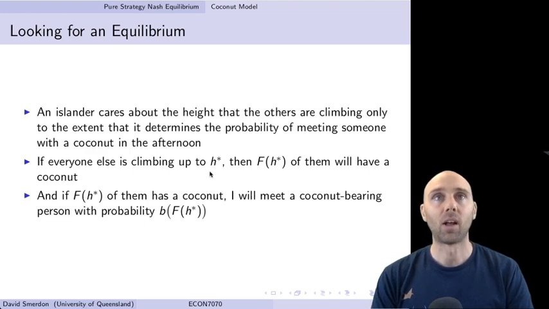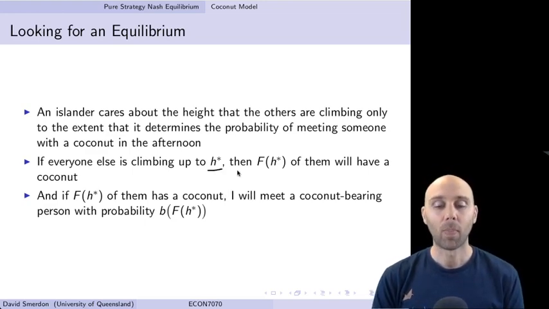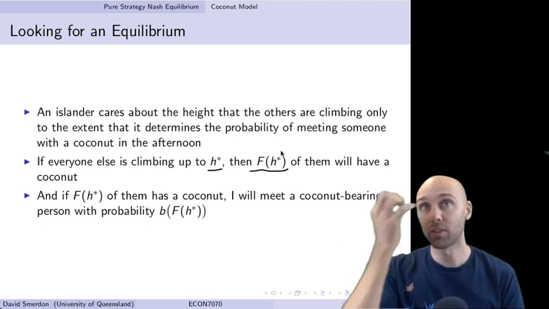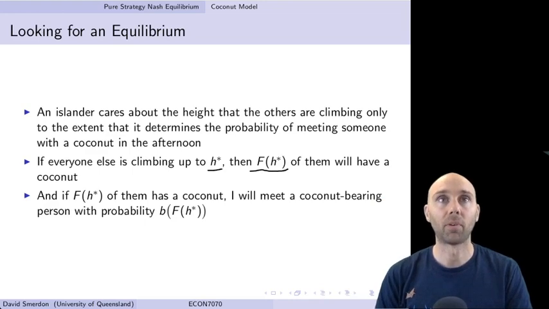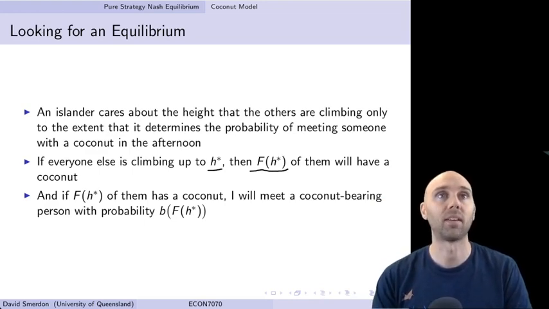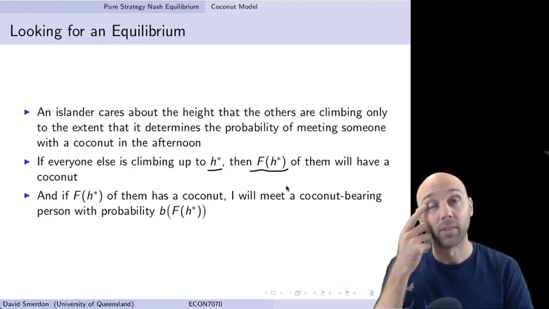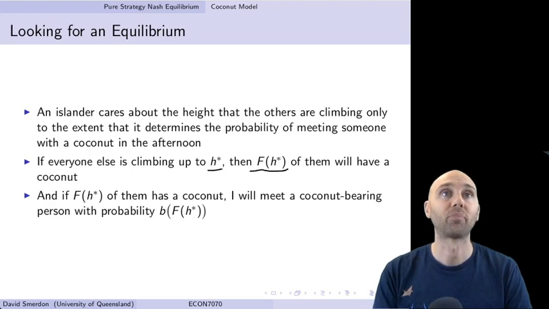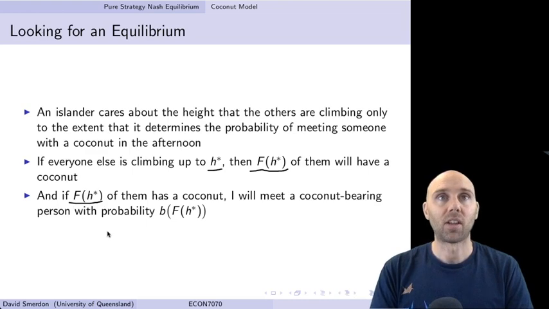If everybody else climbs to H star, then how many will have a coconut? Well, if we were to guess, it will be exactly the probability that the coconut is below that height H star, which we know what that is. That's the cumulative distribution function, capital F of H star. So that's the proportion of the population we expect will have a coconut in the afternoon. And if it's a large enough population, we can be almost certain that that's indeed the proportion that will have a coconut.